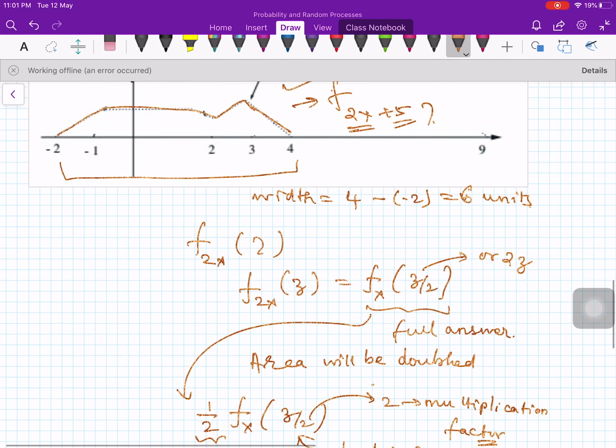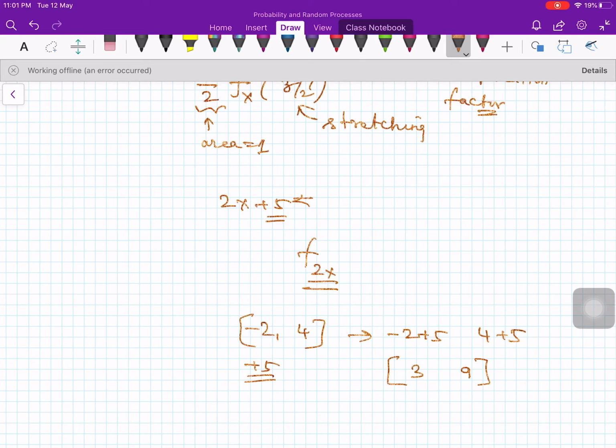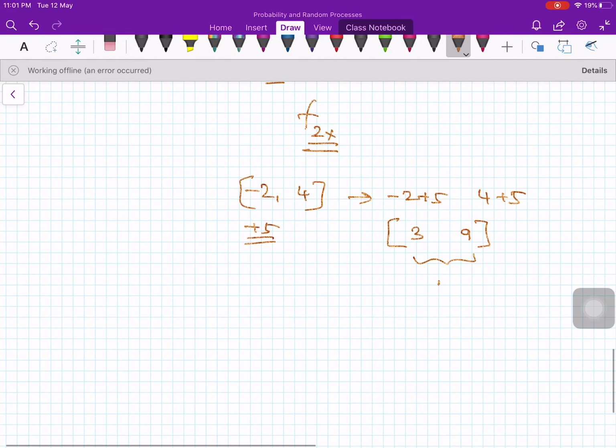Originally the range was -2 to +4. Now add +5 to this range: -2 + 5 and 4 + 5. Therefore my new range is 3 to 9. What is the width of this? 9 minus 3, again 6 units. Therefore the width does not change, but the entire PDF is shifted to the right. That's the final answer, the distribution of 2x plus 5, which I will show you now.